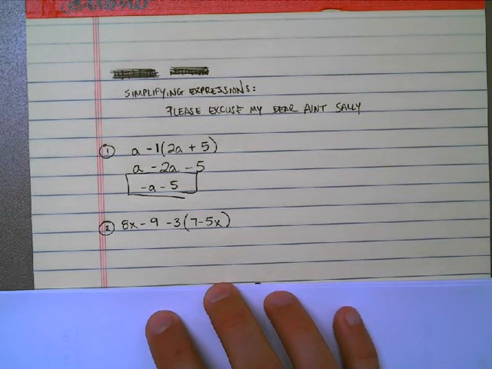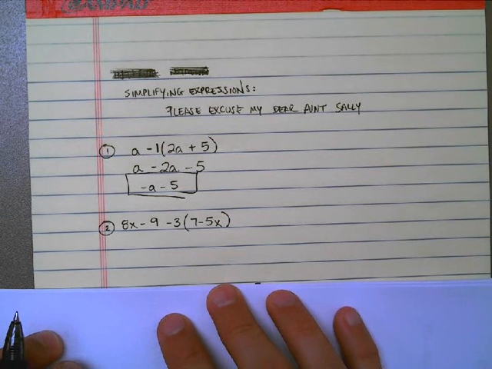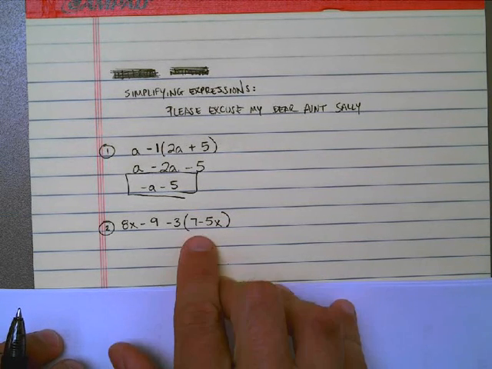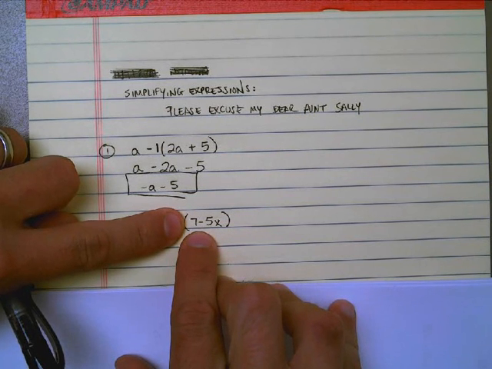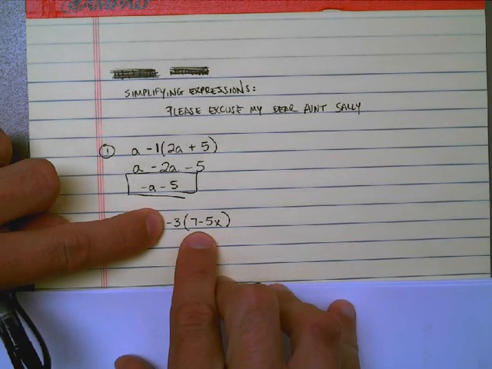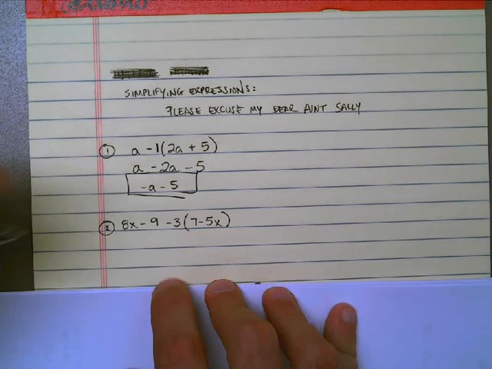8x minus 9 minus 3 times the quantity 7 minus 5x. Well, the first thing I'm going to do is look inside the parentheses, and it turns out that I can't do anything with this 7 minus 5x. So now I'm going to look at this, and it looks like I need to take the negative 3 and distribute it. So I'm going to start by rewriting.